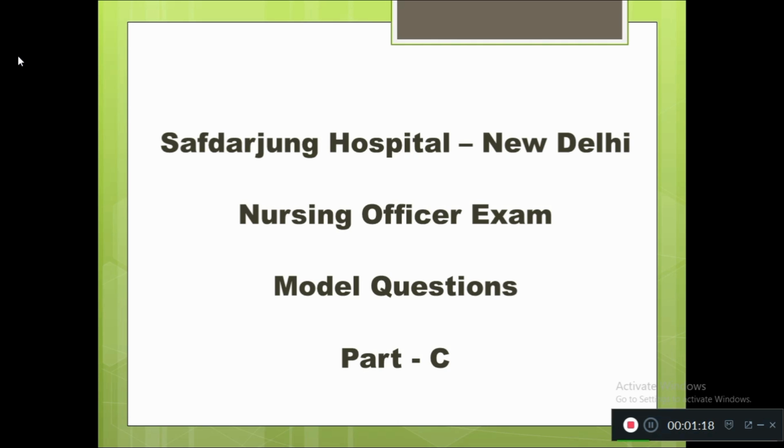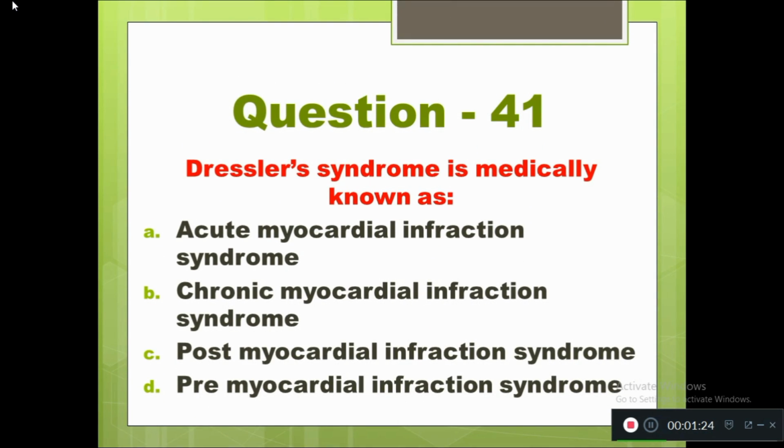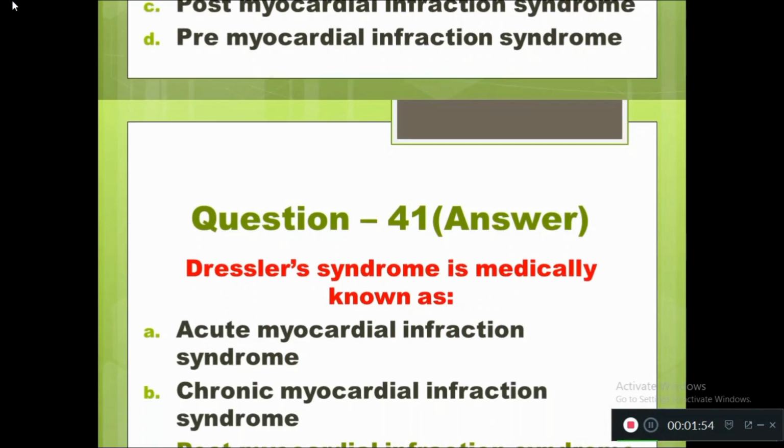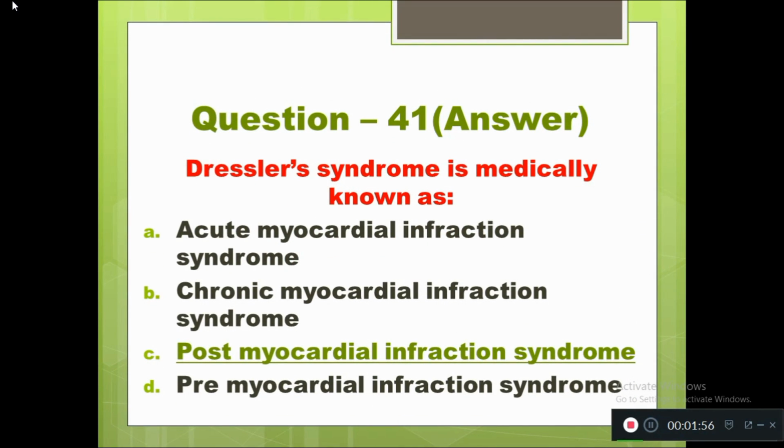Okay, now go for the first question of the day. Dressler's syndrome is medically known as option A, acute myocardial infarction syndrome, option B, chronic myocardial infarction syndrome, option C, post myocardial infarction syndrome, and D, pre-myocardial infarction syndrome. Dressler's syndrome is a secondary form of pericarditis. It occurs 2 to 10 weeks post myocardial infarction. So this is the right answer.